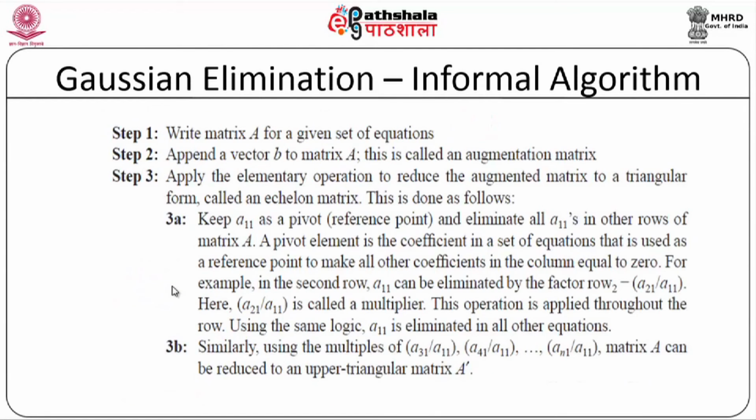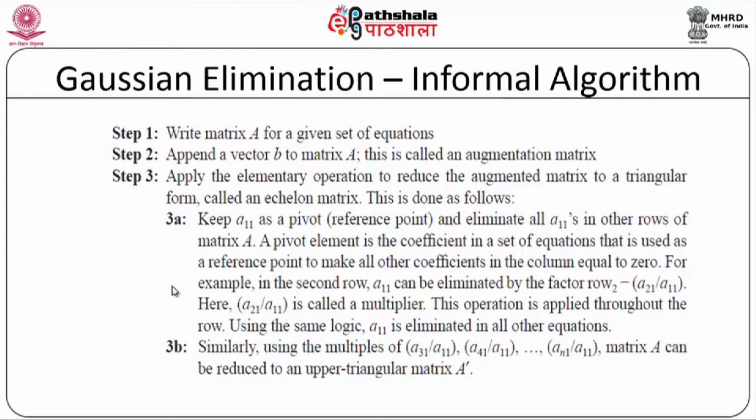Once we have these operations, we can define Gaussian elimination informally like this. We are given n linear equations. Convert them into matrix notation. Write the matrix A and have the vector b, which is the RHS part.